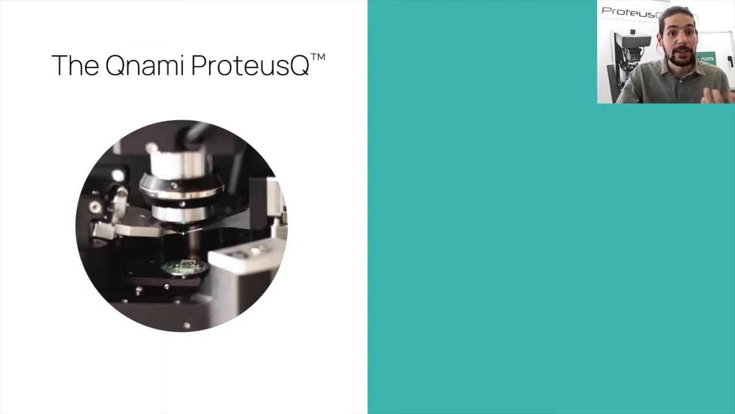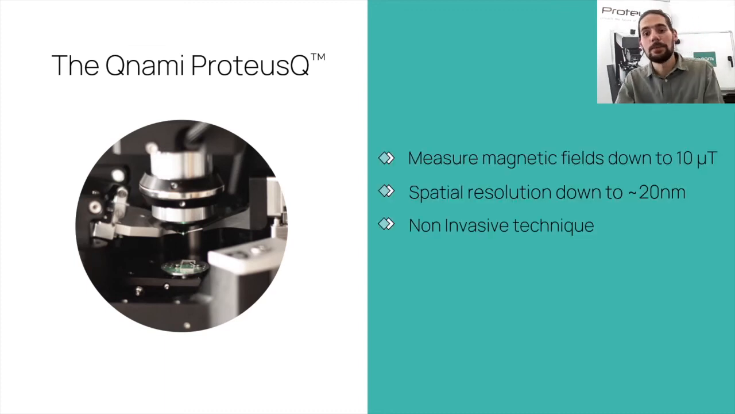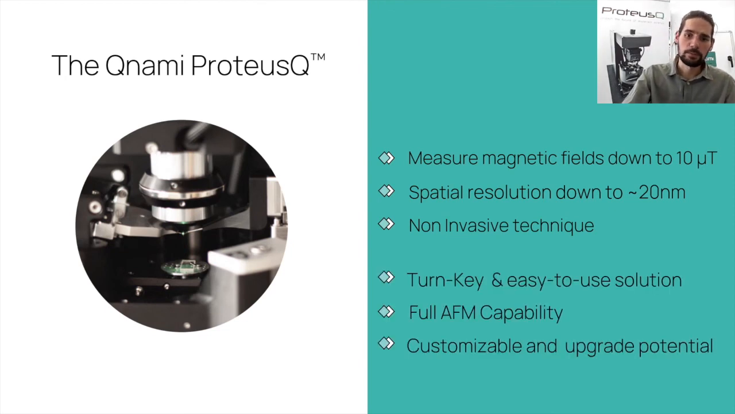To summarize, the Qnami ProteusQ is really the instrument to measure tiny magnetic fields down to a few tenths of microtesla with spatial resolutions that go down to 20 nanometer. The technique is entirely non-invasive, as opposed to, for example, magnetic force microscopy, where the tip itself is magnetic. Here we have diamond, which is of course non-magnetic, and it doesn't disturb your sample or the magnetic structures in your samples. It's a turnkey solution that is easy to use, has full AFM capabilities, and can be customized and upgraded according to your wishes.